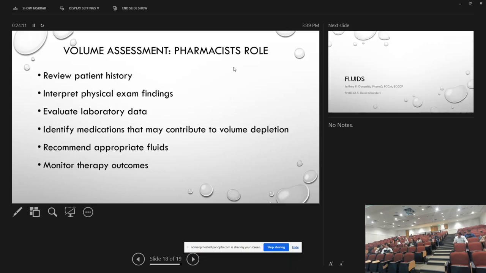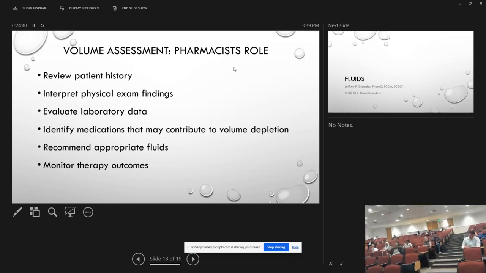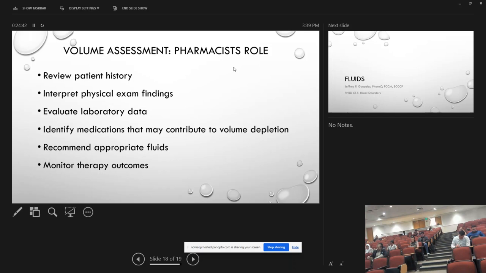So volume assessment as far as our role, the pharmacist's role: certainly we're going to review the patient history and get a complete history to help you assess that patient, interpret the physical exam findings that you may have from the other providers, look at the patient's blood pressure and heart rate and all the vitals, evaluate the laboratory data that can help you assess volume status. Identify medications that may contribute to volume depletion. We named one.